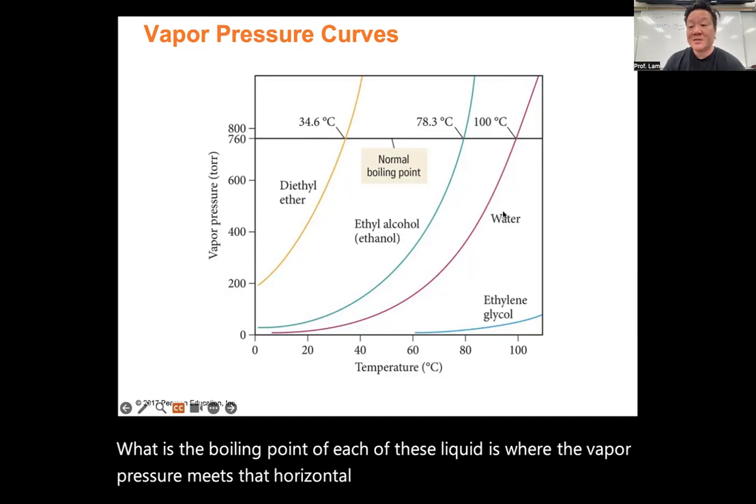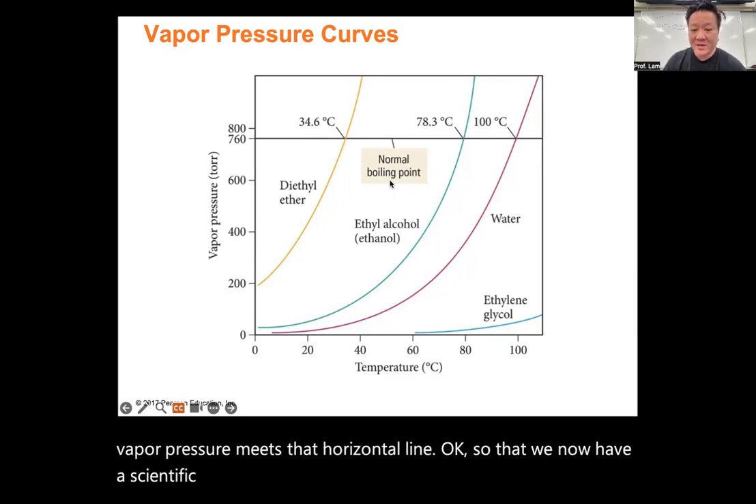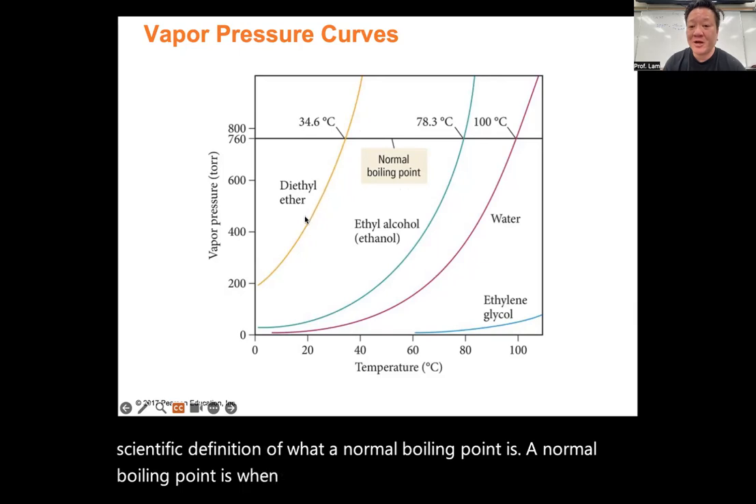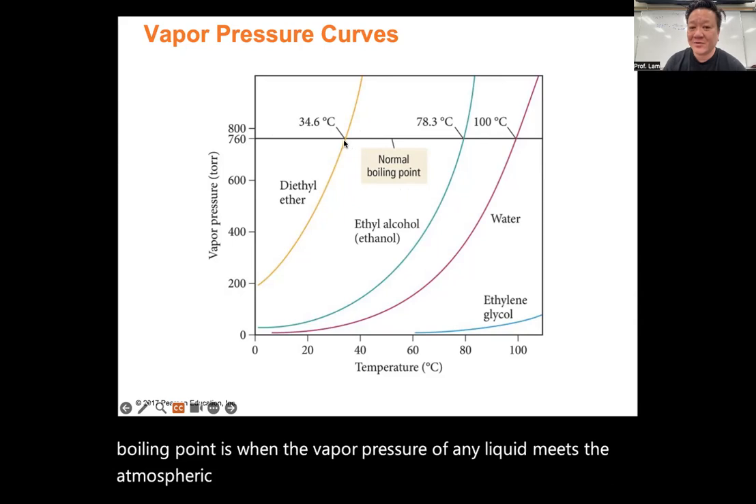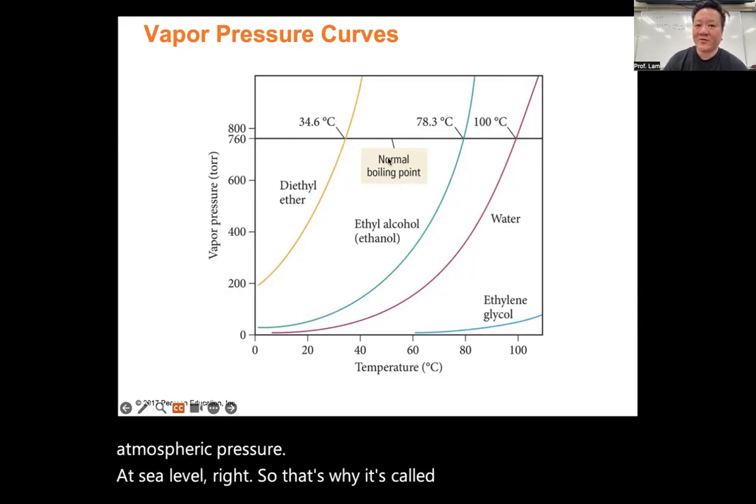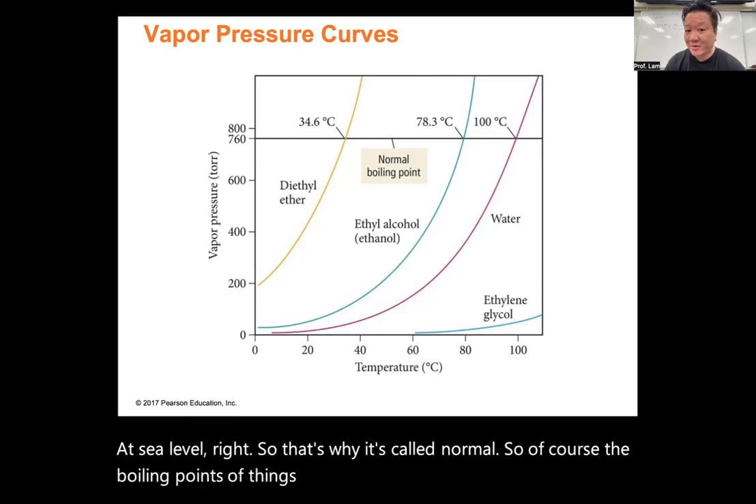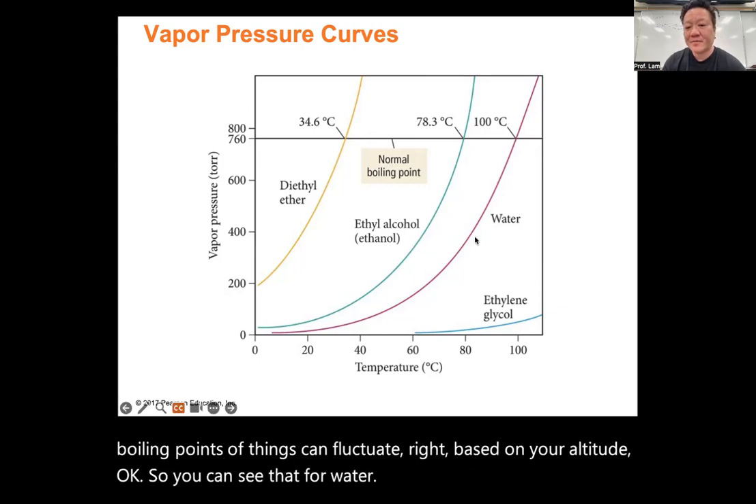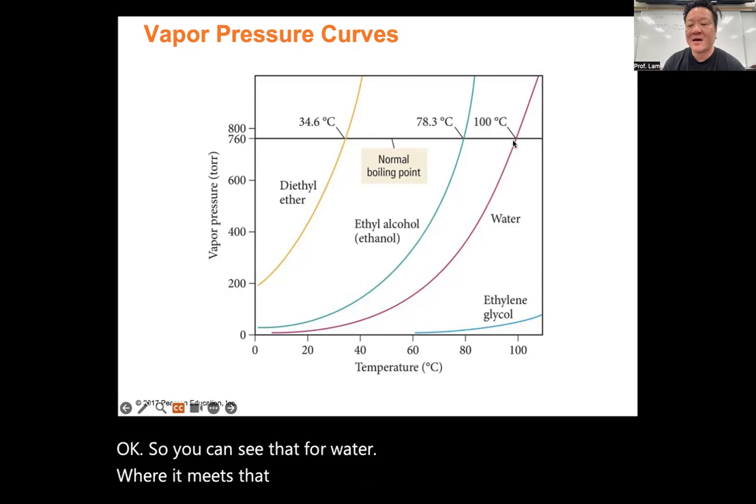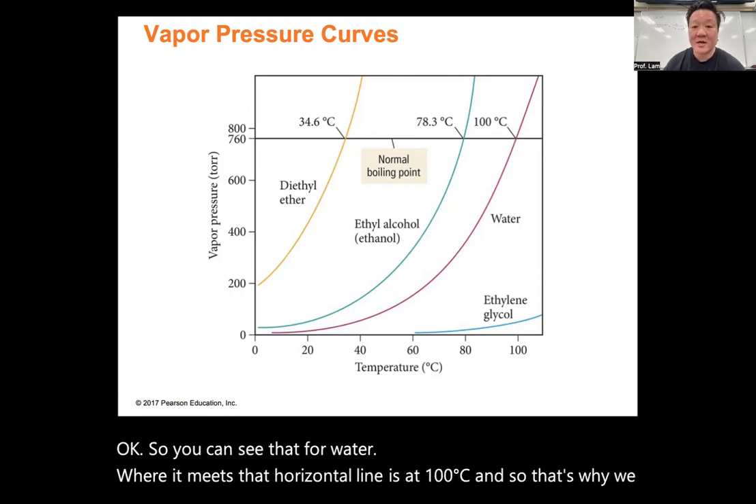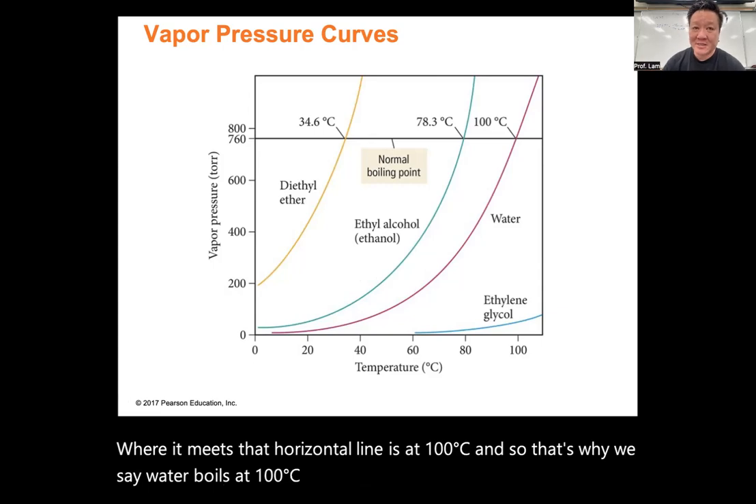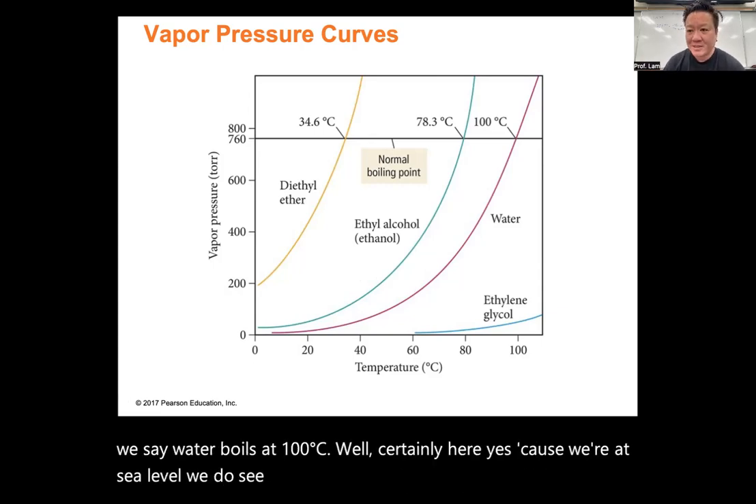So we now have a scientific definition of what a normal boiling point is. A normal boiling point is when the vapor pressure of any liquid meets the atmospheric pressure at sea level. That's why it's called normal. Of course, the boiling points of things can fluctuate based on your altitude. For water, where it meets that horizontal line is at 100 degrees Celsius, and that's why we say water boils at 100 degrees Celsius. Well, certainly here, yes, because we're at sea level, but it's going to change if you change your altitude.